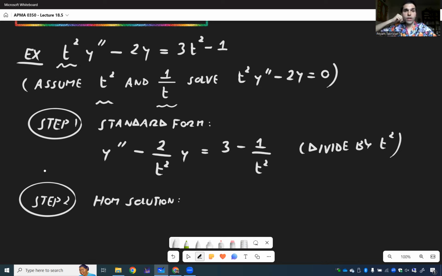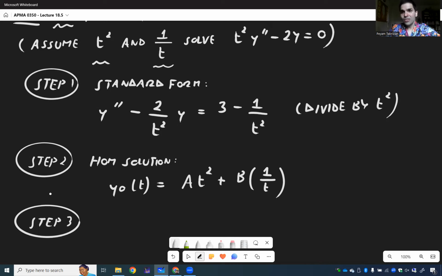This technically requires more justification about second-order ODEs, which requires a whole chapter about the Wronskian, but here we take that as a given. So once again, t squared and 1 over t are building blocks, so the homogeneous solution is just a linear combination. Now, what we want to do is do actual var of par, meaning that suppose a particular solution is u of t times t squared plus v of t times 1 over t.